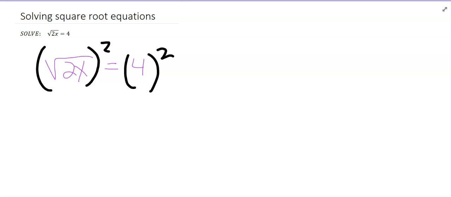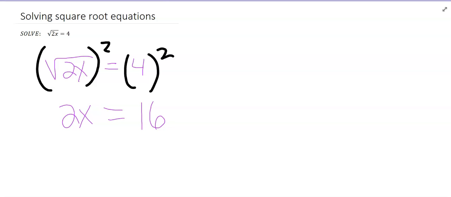So on the left side, all it's really doing is eliminating the radical sign. On the right side, we have to do what 4 squared is. Remember, that's 4 times 4, so we get 16. Okay. Don't fall into the trap of multiplying. It is a power, and we are raising it to the second power.